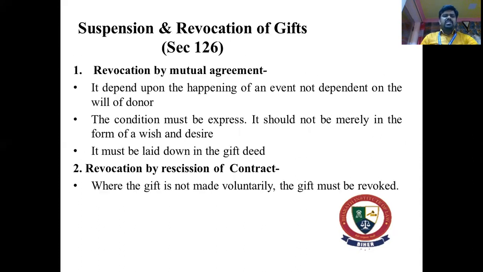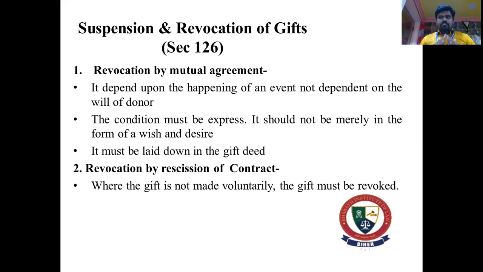Okay. Next is suspension or revocation of gifts. Section 126 of the Transfer of Property Act deals with when a gift may be revoked or suspended. The first part is revocation by mutual agreement, and the second part is revocation by rescission of contract. According to the first part, the donor and the donee may agree that on the happening of any specified event which does not depend on the will of the donor, a gift shall be suspended or revoked. But a gift which the parties agree shall be revocable wholly or in part at the mere will of the donor is void wholly or in part, as the case may be.